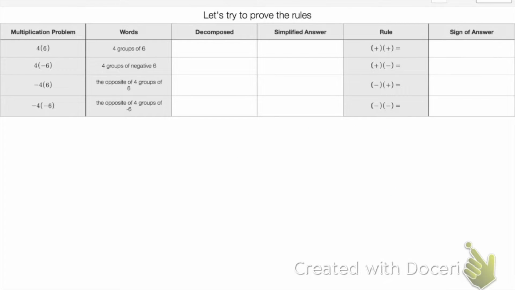So let's start with this problem. 4 times 6. We can call it 4 groups of 6. When we decompose, since we say 4 groups of 6, we need to write 6 4 times. And we add them together. So 6 plus 6 plus 6 plus 6 equals 24. Since 4 is a positive number, 6 is a positive number, so positive multiply positive, the answer is a positive answer.